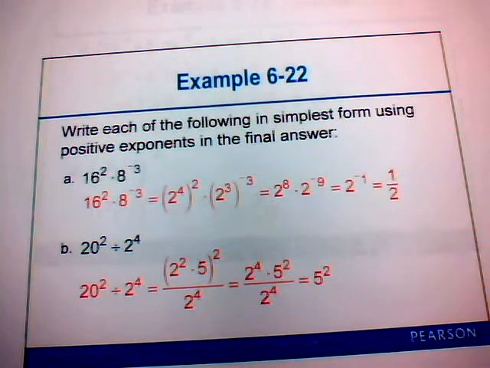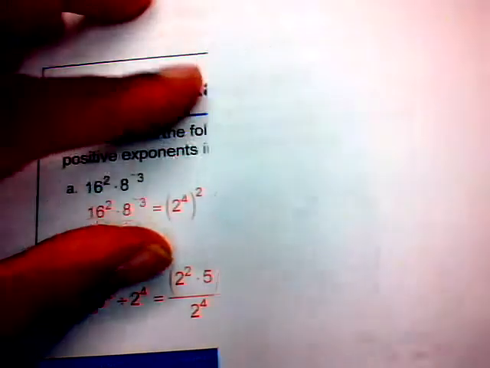Okay, here we're going to write each of the following in simplest form using positive exponents in the final answer. Here we got 16 squared times 8 to the negative 3.